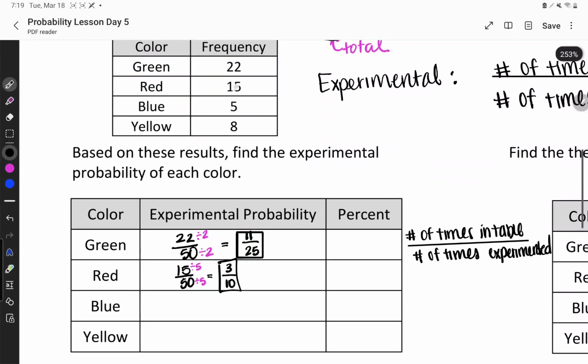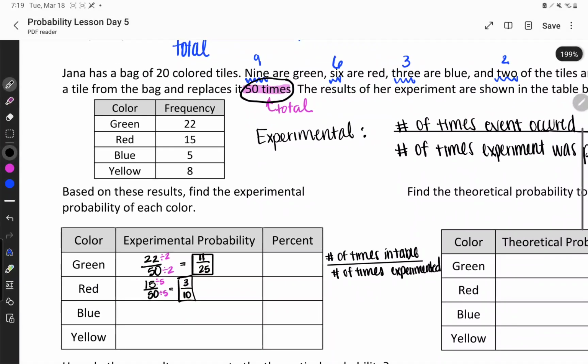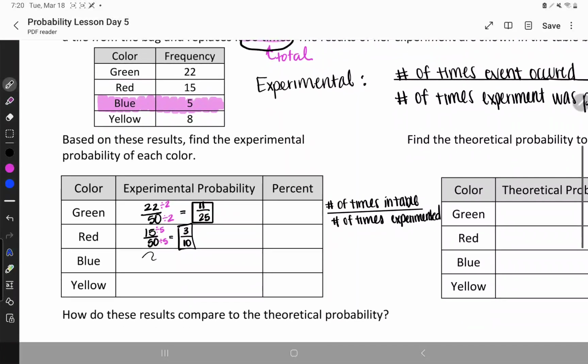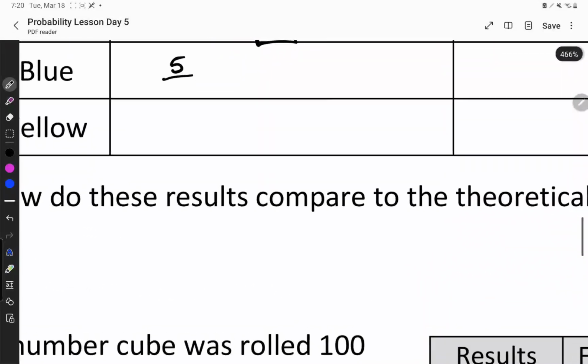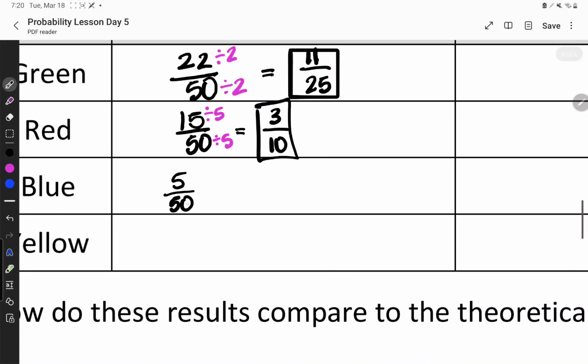For the blue, I would go up into my table, and I would get the blue out. So there's the blue. It occurred 5 times. We're going to put that over the number of times that we performed this experiment, which was 50 times. So both 5 and 50 end in either a 5 or a 0, which means they're both divisible by 5. 5 divided by 5 is 1, and 50 divided by 5 is 10.